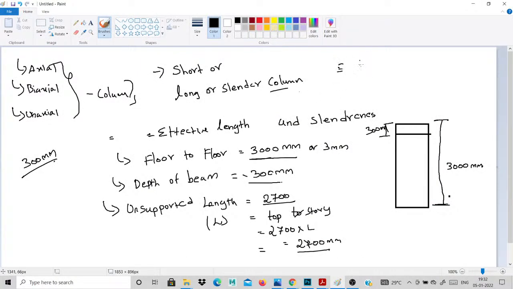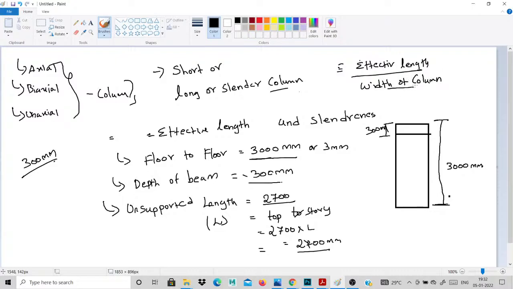The formula uses the column effective length. This is the effective length. Effective length divided by the width of your column. It calculates whether it is a short column or long column.